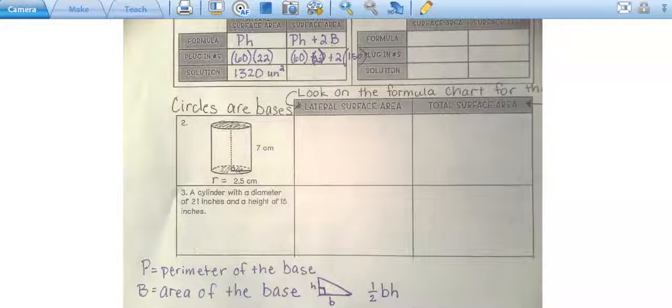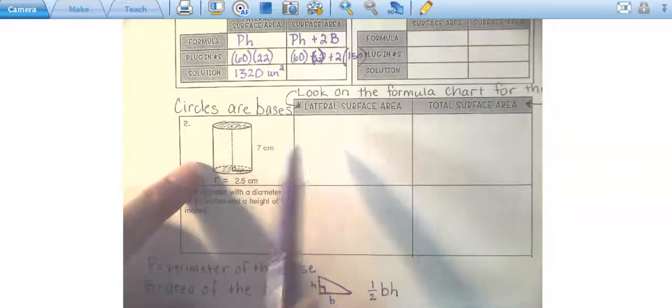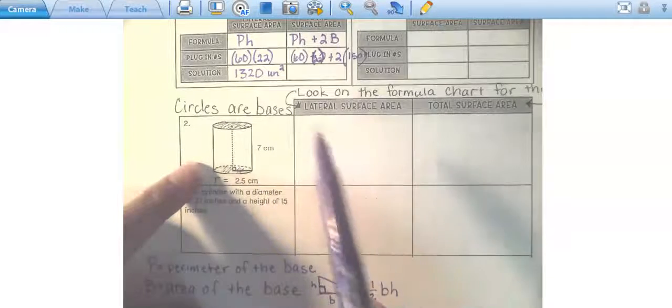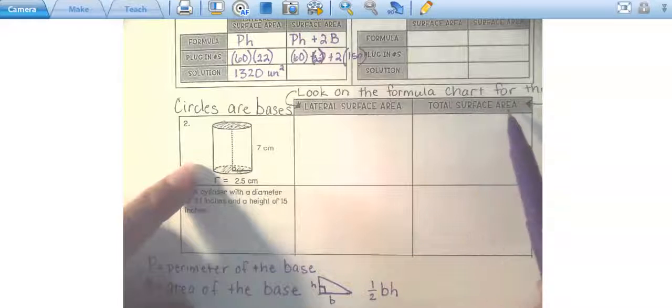Okay, here is part 2 to the assignment for Wednesday. We're going to look at this bottom section, cylinders. We need to be able to find the lateral surface area and also the total surface area.